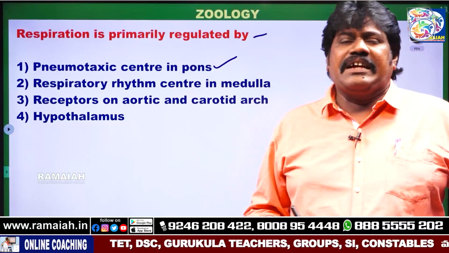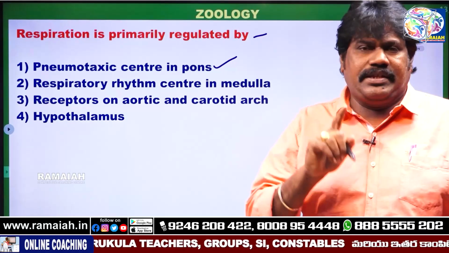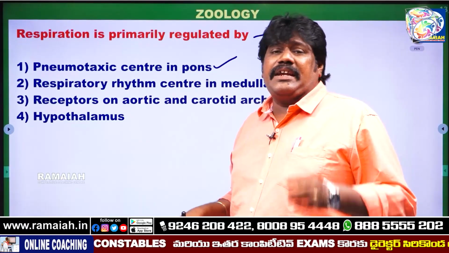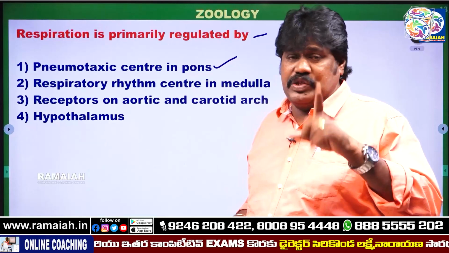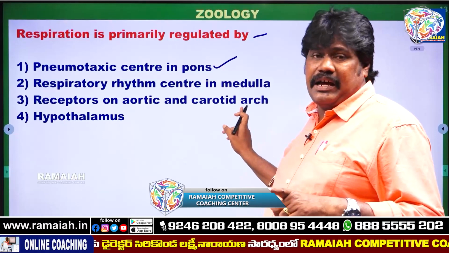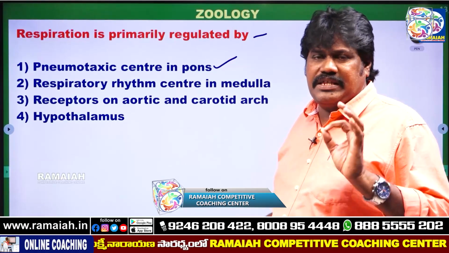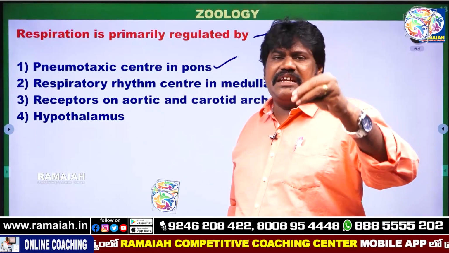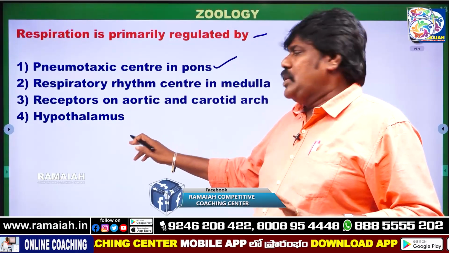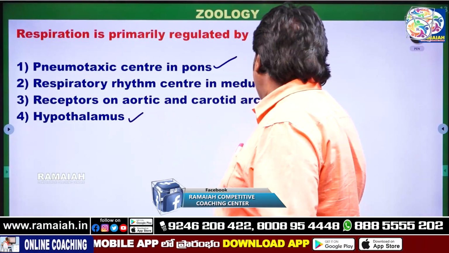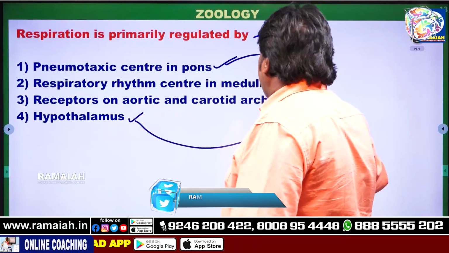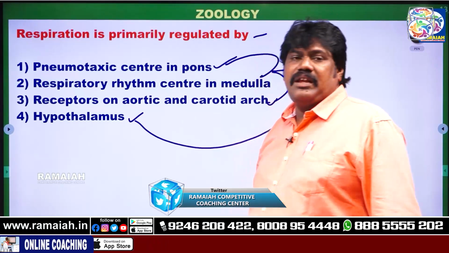It indicates the concentration of the hydrogen ions. Sorry, the pneumotaxic center in the pons varolii regulates the respiration rate. That's the first one. Next one, receptors of the aortic and carotid arch. These also indicate the concentration of hydrogen ions. And the next one, the hypothalamus. So these 3 enter into the respiratory rhythm center in the medulla.